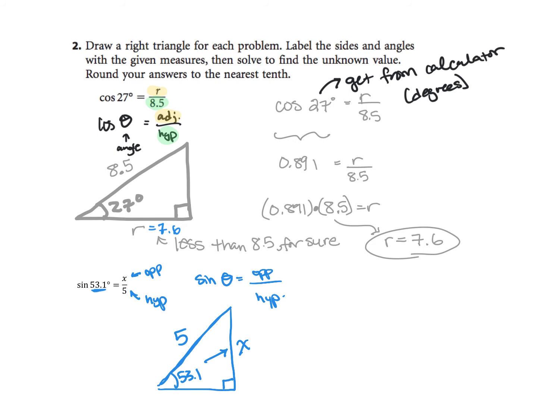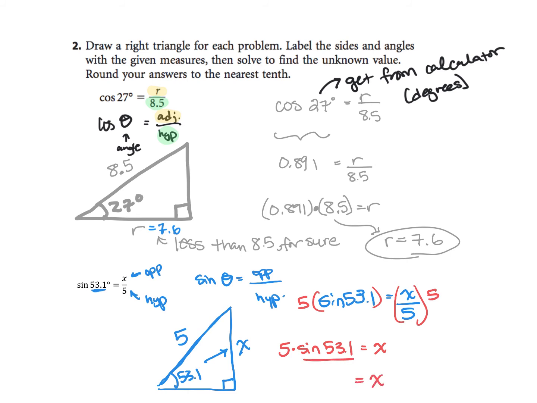And then I'm just going to go about solving this. So we've got sine of 53.1 is the same as x over 5. To get that x all by itself, I'm going to multiply both sides by 5. So I get x is equal to 5 times the sine of 53.1. And if you plug this into a calculator, make sure you're in degrees like we did here, multiply by 5, you will end up getting x is equal to 4. And this side length is 4 units long.